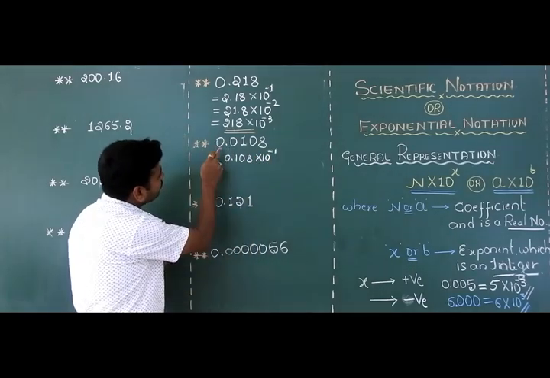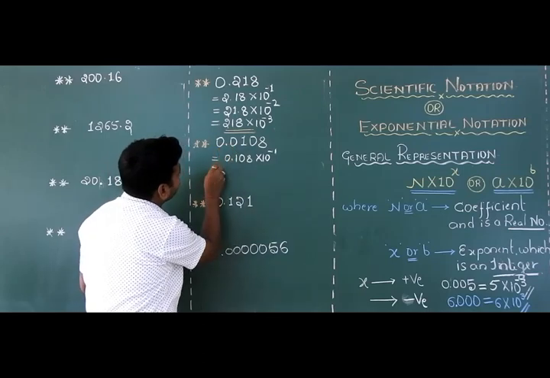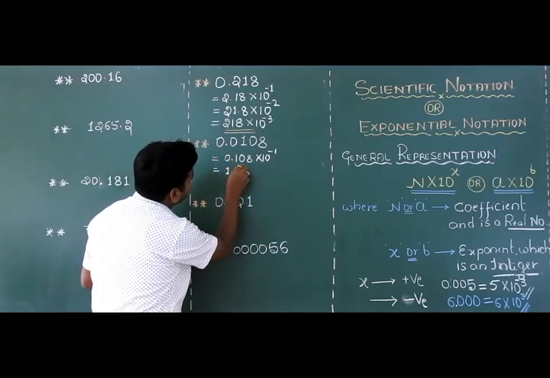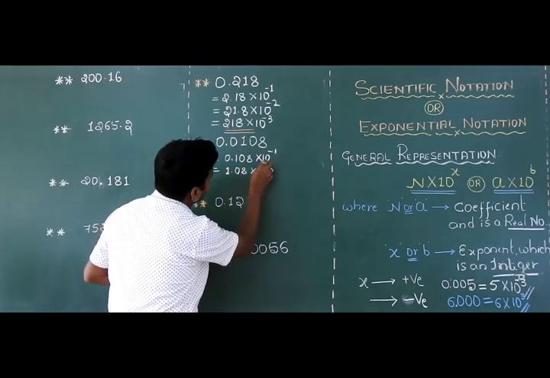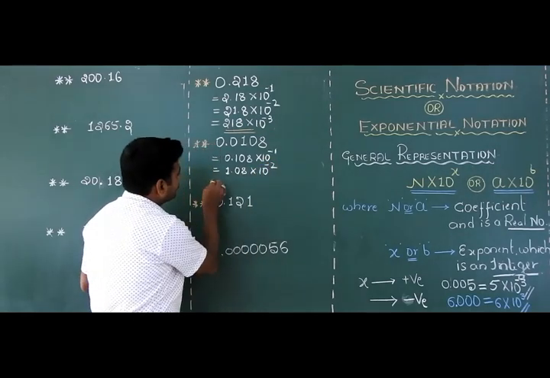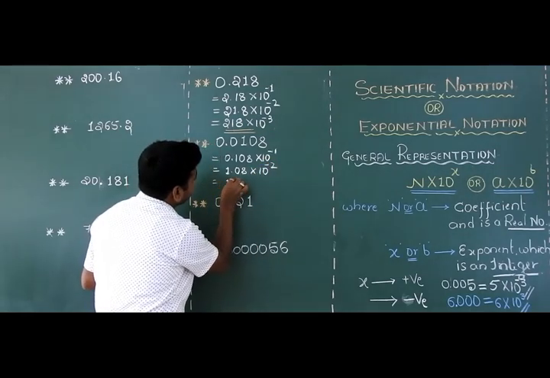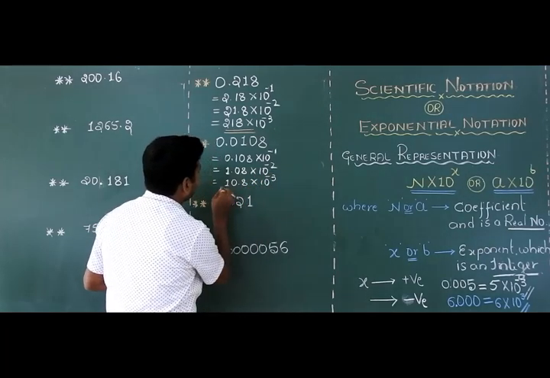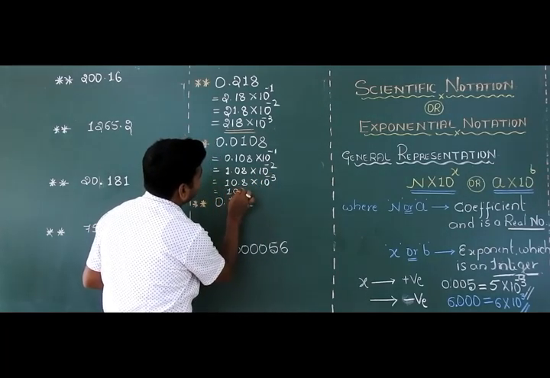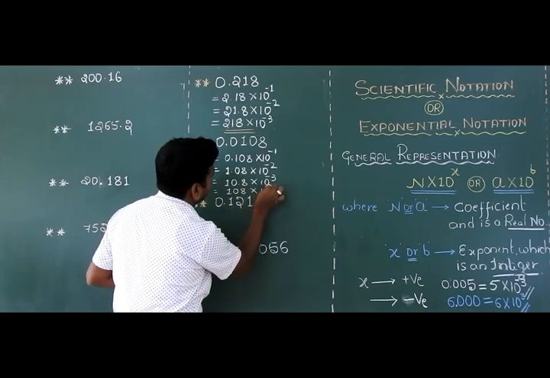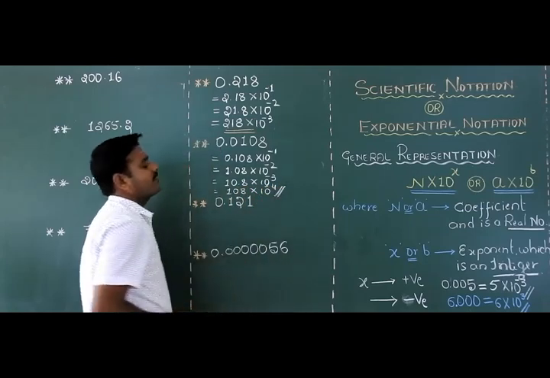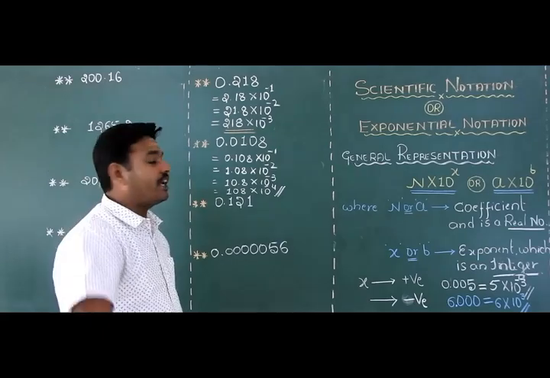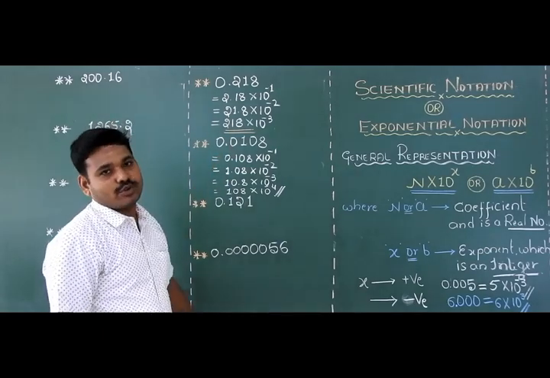Suppose if you want to shift this decimal point after two digits, this becomes 1.08 into 10 to the power of minus 2. So one more form is 10.8 into 10 raised to minus 3. So one more form is 108 into 10 raised to minus 4. So all these are nothing but possible scientific notations for the given number, students.